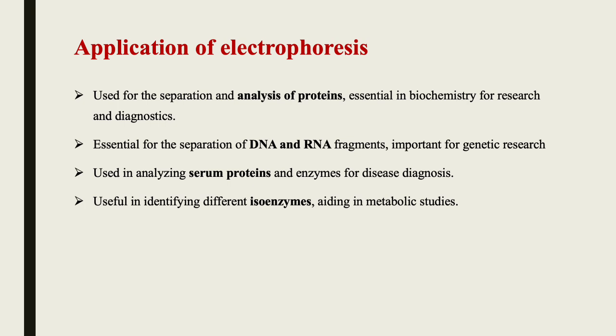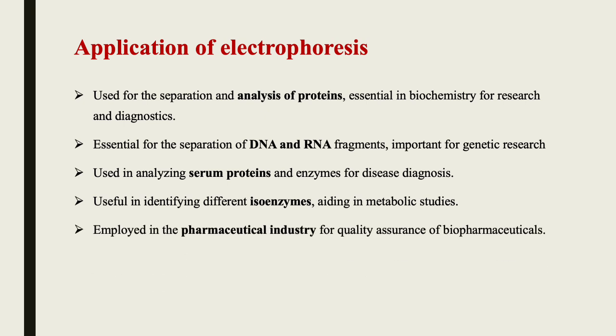Fourth application is that it is useful in identifying different isoenzymes, and in metabolic studies. Your protein can be enzymes or isoenzymes, so this can be used as a tool for separating or identifying different types of isoenzymes. Generally that is useful in metabolic studies. The fifth application is that it is employed in the pharmaceutical industry for quality assurance and in biopharmaceuticals. Suppose you have synthesized or isolated a particular enzyme responsible for a metabolic process; for quality purposes also, this electrophoresis technique is important.